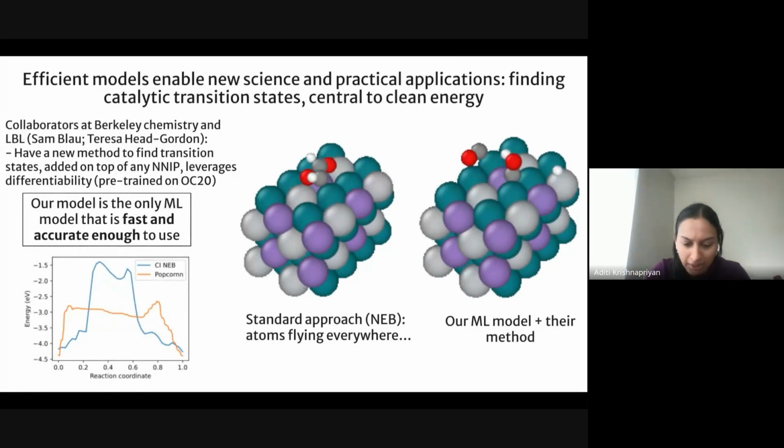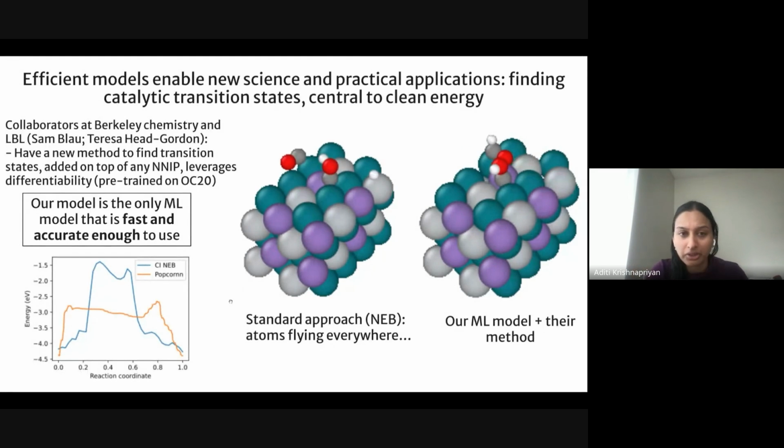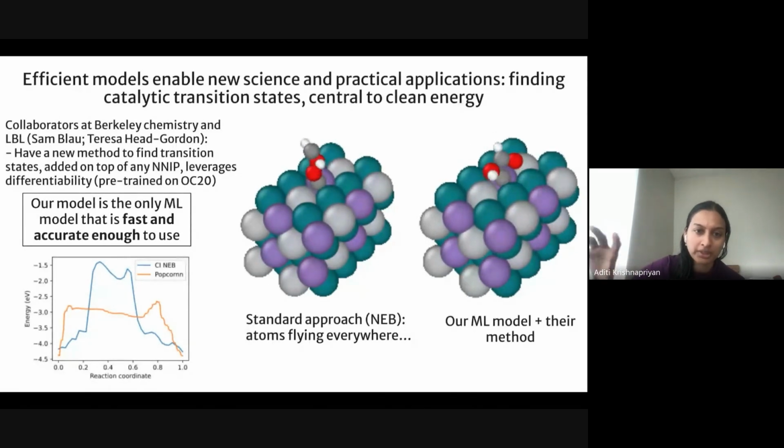Efficient models, I think at the end of the day, what we really care about is doing good science. And I think efficient models really enable that in a nice way. This is an example of some of our collaborators at Berkeley in chemistry and LBL. They have this new method to find transition states, which you can add on top of any pre-trained neural network potential, and it leverages the differentiability of the potential. So they wanted to study catalytic transition states, and so they wanted to use a really good model trained on the Open Catalyst data set. And they couldn't use any of the other models because the other models were too slow and not memory efficient enough for them to apply their method on top of the model.